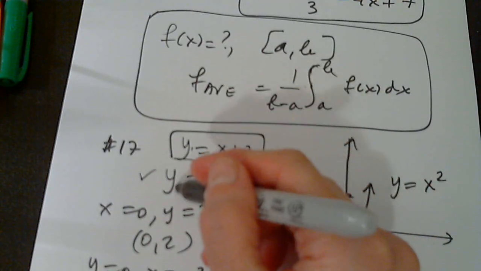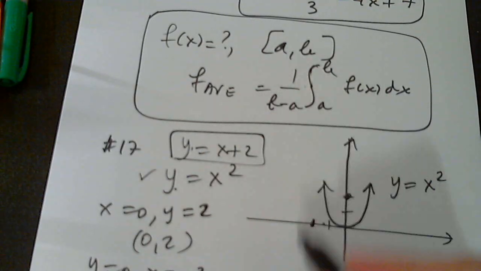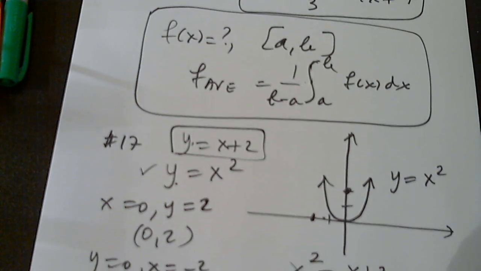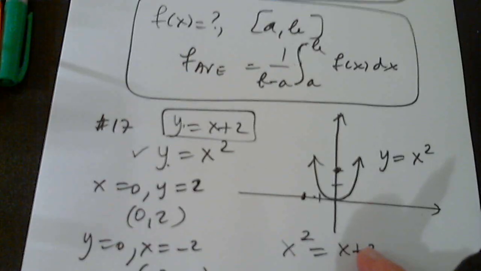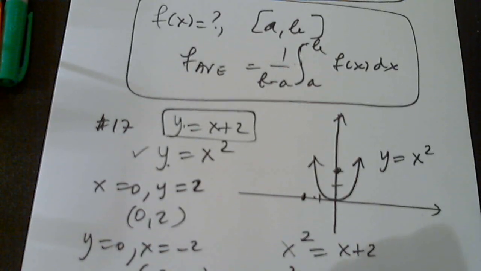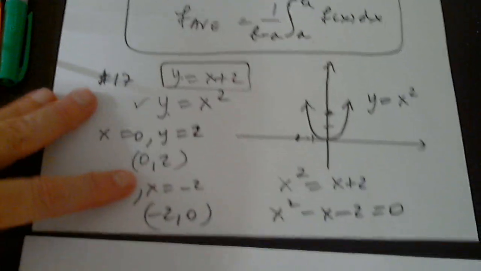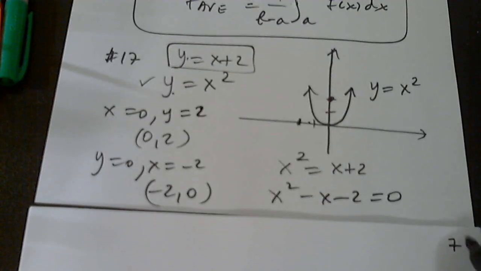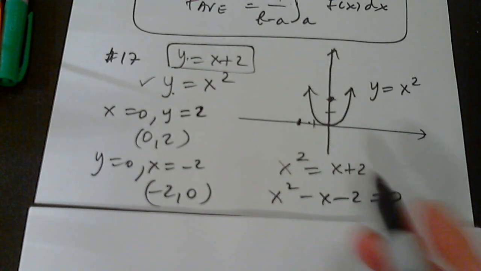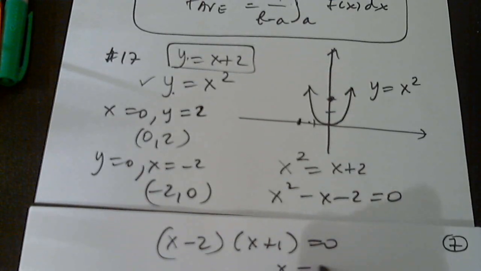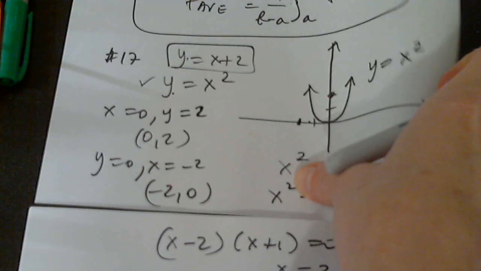So y and y, I set them equal to each other first. X squared equals x plus 2. I have to determine the points of intersection anyway. It's quadratic. I have to set it equal to 0. I have to factor. So when I factor, I get x minus 2 and x plus 1. Or x equals 2 and x equals negative 1. So now I'm coming back to my graph.